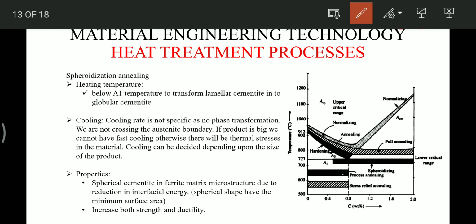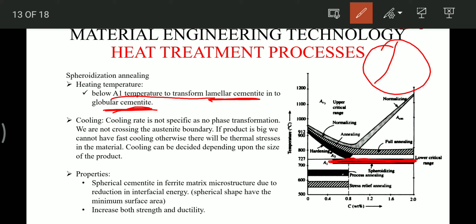Over here, as you can see friends, this area is represented by the spheroidization annealing, that is, this eutectoid temperature. Basically the specimen or the workpiece is heated below the A1 temperature to transform lamellar cementite to globular cementite. Okay friends, so if this is the structure and these are the cementites, these lamellar cementites will get converted into spheroids or globules. That is what happens in spheroidization annealing.